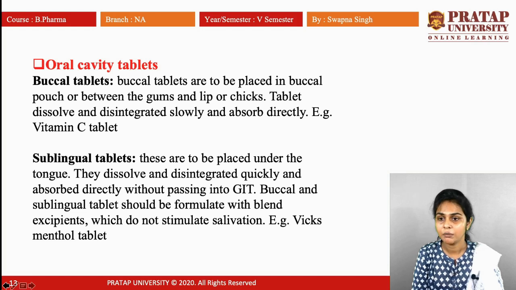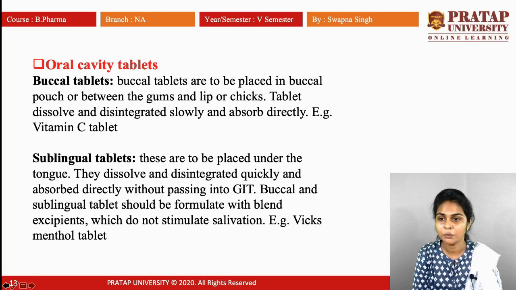Next is sublingual tablets. Sublingual tablets are placed under the tongue. When you place a tablet under the tongue, that is called a sublingual tablet. They dissolve and disintegrate quickly and absorb directly without passing into the GIT. Buccal and sublingual tablets should be formulated with blend excipients which do not stimulate salivation.